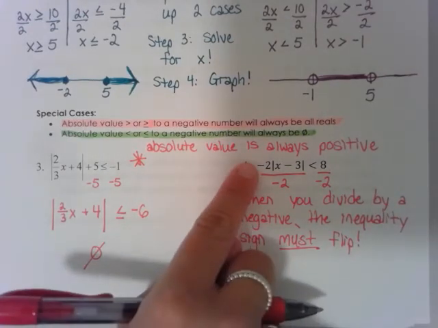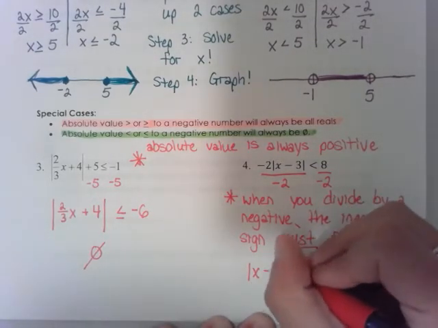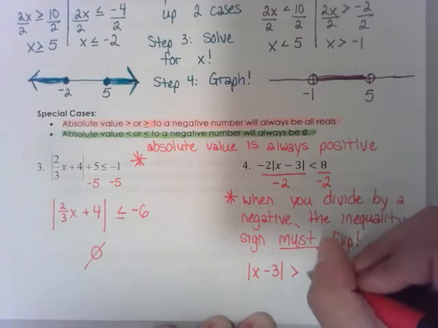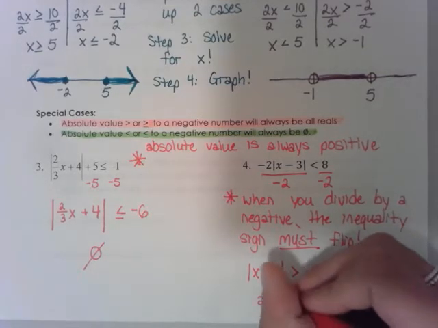So when I divide by -2, my 2's cancel out, and I'm left with the absolute value of x minus 3 is greater than -4. Now, once we notice that this has a negative number attached to it, we're going to stop and figure out if this is all reals or no solution. Is a positive number going to always be bigger than a negative number? Yes, a positive, no matter what that positive number may be, is always going to be bigger than a negative. So this would be all reals.